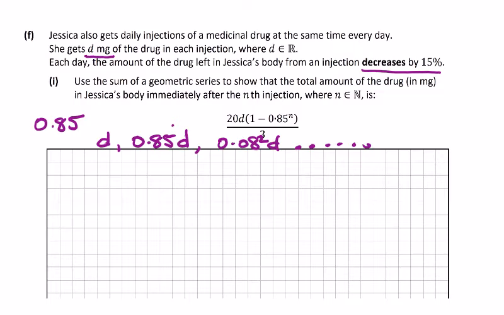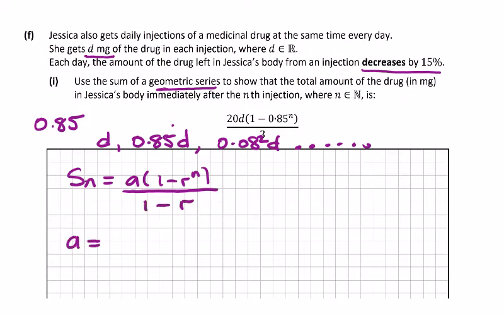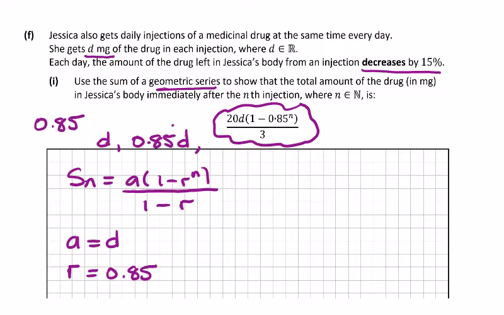So what are we asked to do? Use the sum of a geometric series, Sn, again in the same question: a times 1 minus r to the power of n over 1 minus r. How many times did you do this in practice? A is equal to D. You may look at this and get confused, particularly if you can't see the bottom part of it, but you shouldn't really get confused. Don't look at this, just do what you know mathematically and see what happens. r is equal to 0.85 for this series for Jessica.